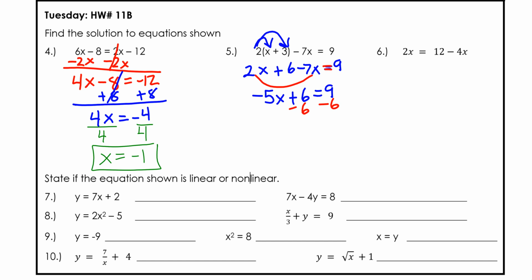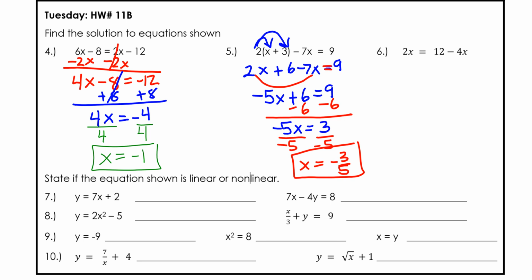Use an additive inverse here. Remove the constant from the left side. And then use a multiplicative inverse here to isolate my variable. Final answer, negative 3/5. Leave it in fraction form.